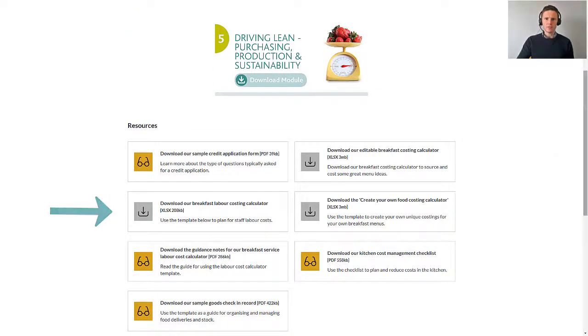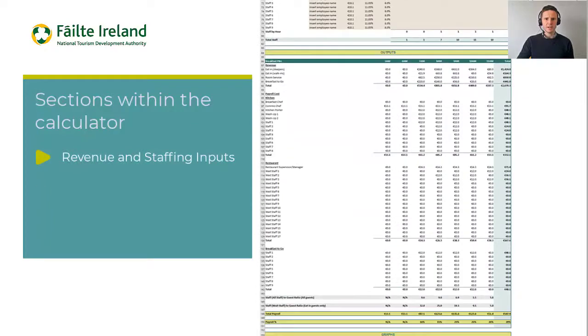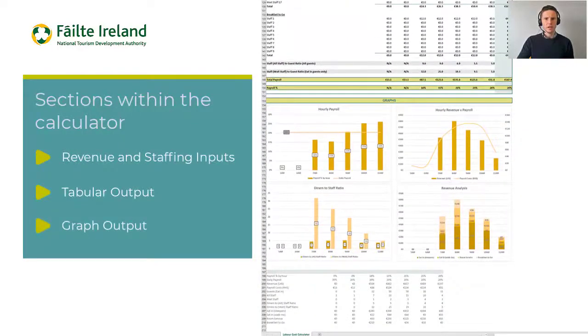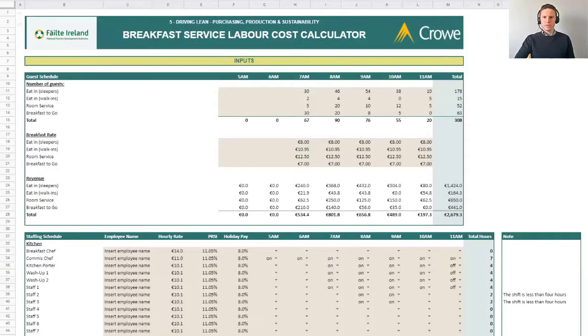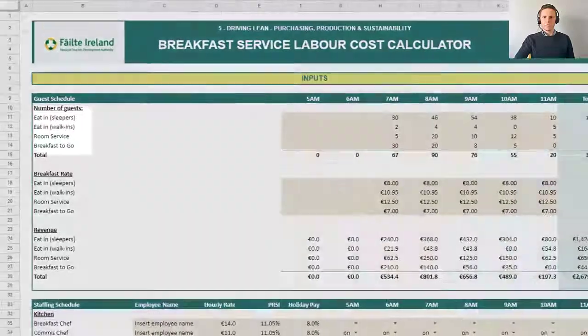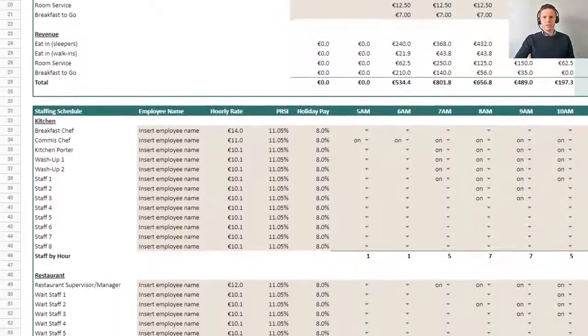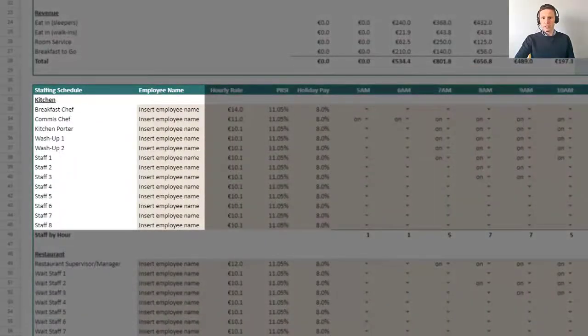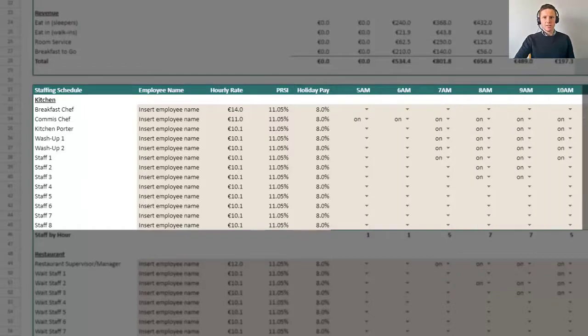The model consists of three distinct sections, all contained within one tab: revenue and staffing inputs, tabular output, and graph output. In advance of populating the model, you will need the following information. For revenue, you will need the number of expected guests or diners per hour, split between sleepers, walk-ins, room service, and breakfast to go. You'll need the applicable rate, excluding VAT, for each class of guest or diner. For staffing, you will need the name of each rostered employee, the basic hourly rate of each rostered employee, the PRSI and holiday pay for each rostered employee, and the proposed staffing schedule for the sitting.